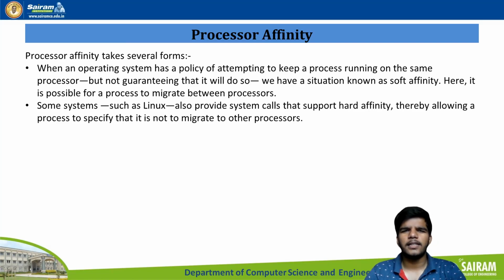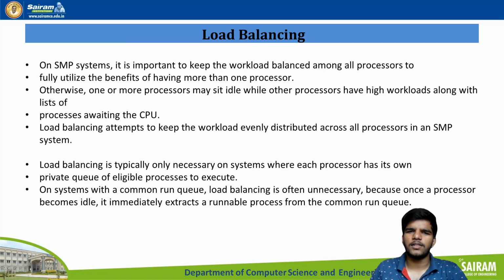Processor affinity can take several forms. When an operating system has a policy of attempting to keep a process running on the same processor but not guaranteeing that it will do so, we have a situation known as soft affinity. Here it is possible for a process to migrate between processors. Another type of processor affinity is hard affinity. Some systems, such as Linux, also provide system calls supporting hard affinity, thereby allowing a process to specify that it is not to migrate to other processors.